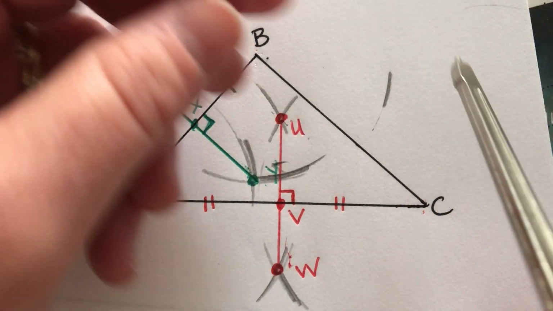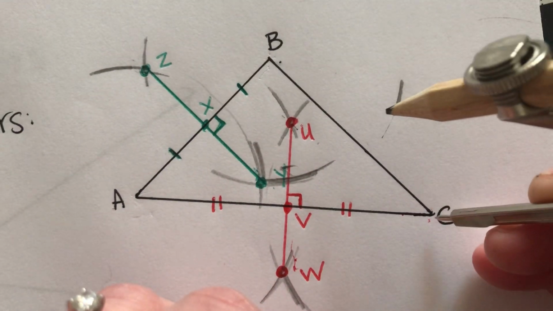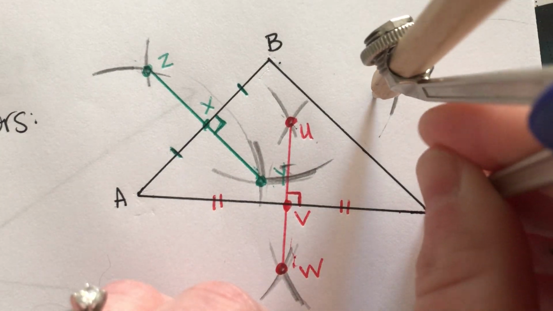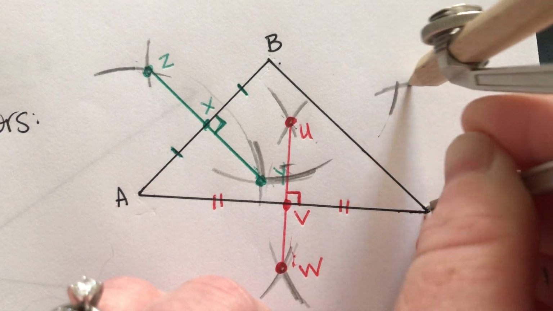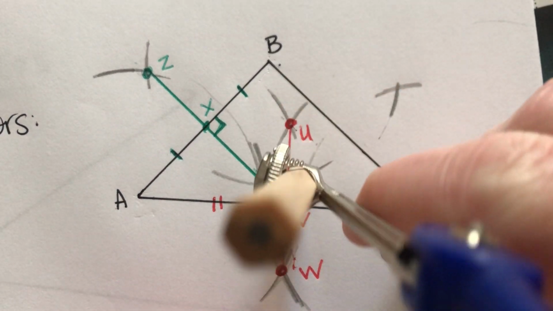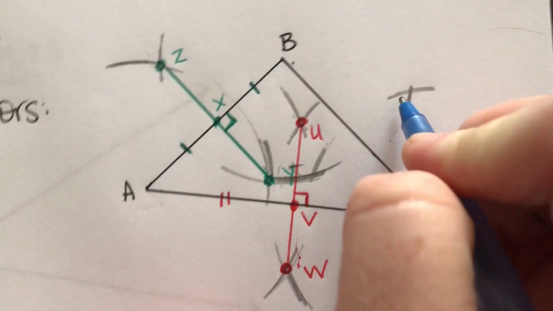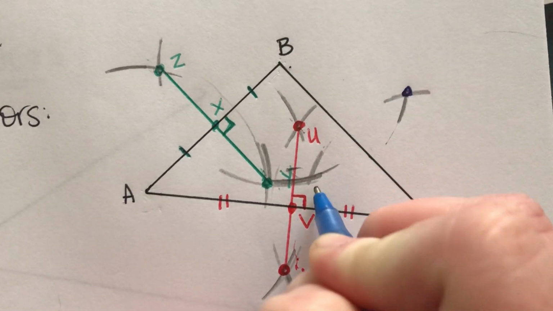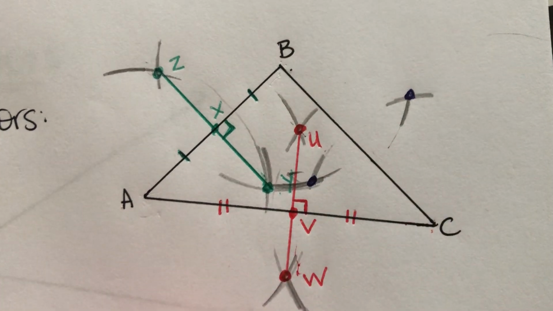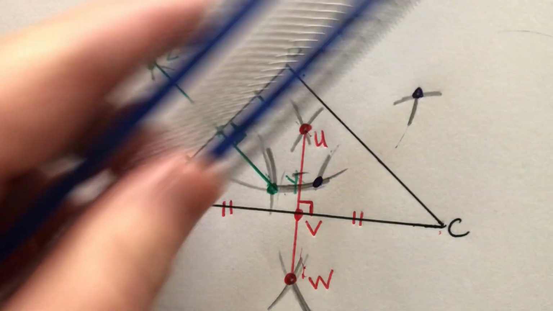Okay, and then I'm going to put it equal distance from point C. Put that there. Do a little arc. I can see right where they cross. Awesome. Put a little arc this way. I can see right where those two cross. Sweet. So I put a dot here. And I put a dot here. And then I find a straight edge and I connect them.